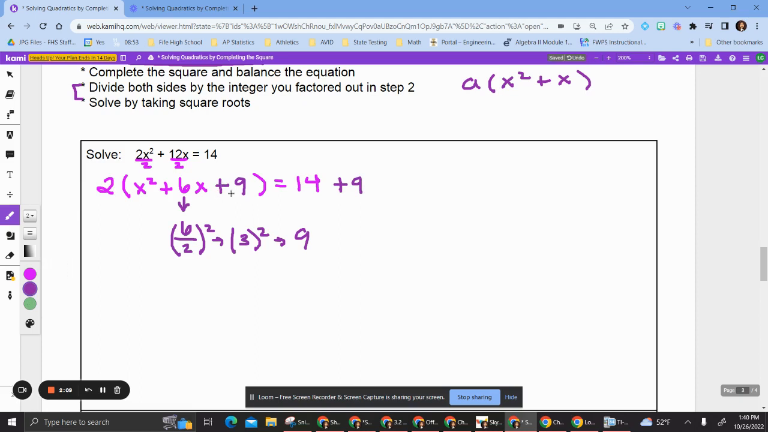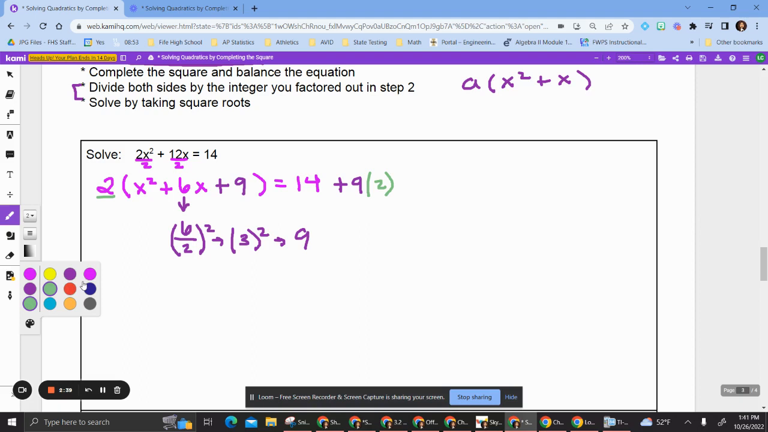But since this 9 is really getting multiplied by this 2, I also have to put this 2 times this 9 over here. And that is balancing out the equation. Since I added 9, and it's multiplied by 2, if I distribute this in, I also had to put 9 times 2 on this side. Okay, so same thing. So still adding the 9 to both sides, but this time whatever I factored out also has to be multiplied to it on the right-hand side.